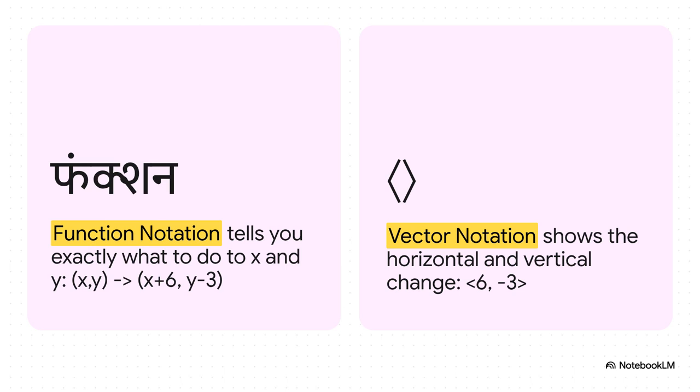Add 6 to x, subtract 3 from y. Then on the right, you've got vector notation. Those little pointy brackets tell you the same exact story. The vector ⟨6, -3⟩ means move right 6 and down 3. Two different languages, same exact meaning.